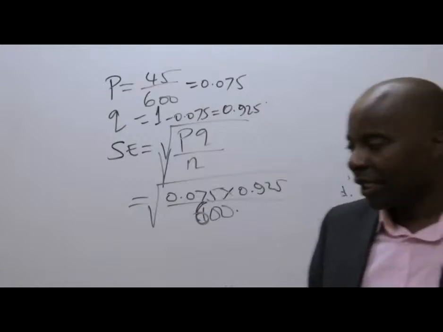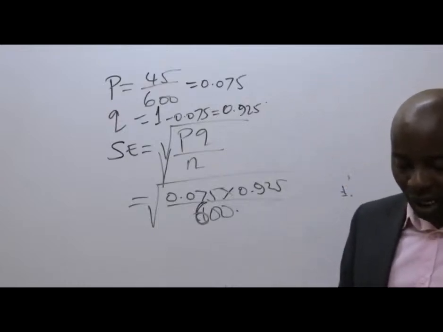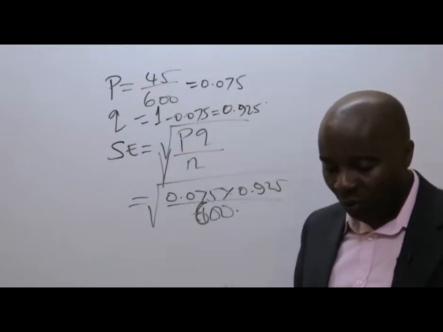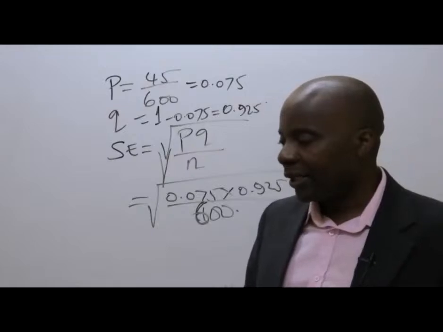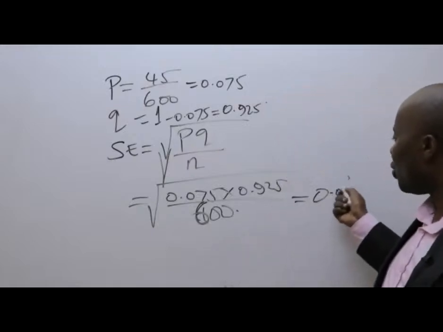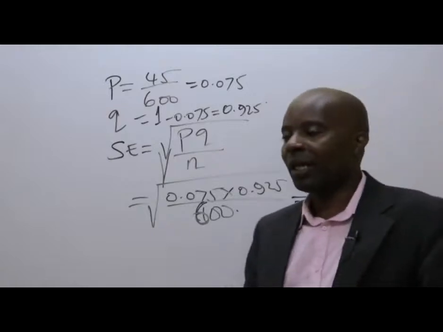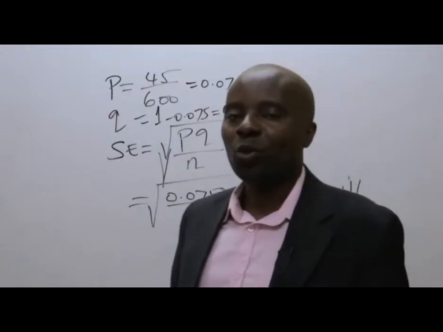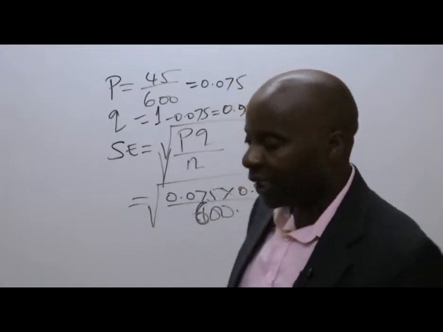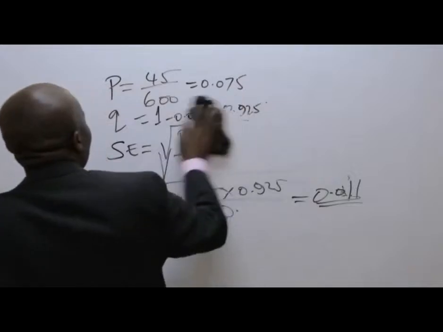Nancy is giving me 0.011, quite a small figure. Is there someone else who is able to get that 0.011? That's what I got personally. Even Samsung is giving us 0.011. The moment you have your standard error, ladies and gentlemen, you are through with this particular arithmetic. Everything now becomes very easy.